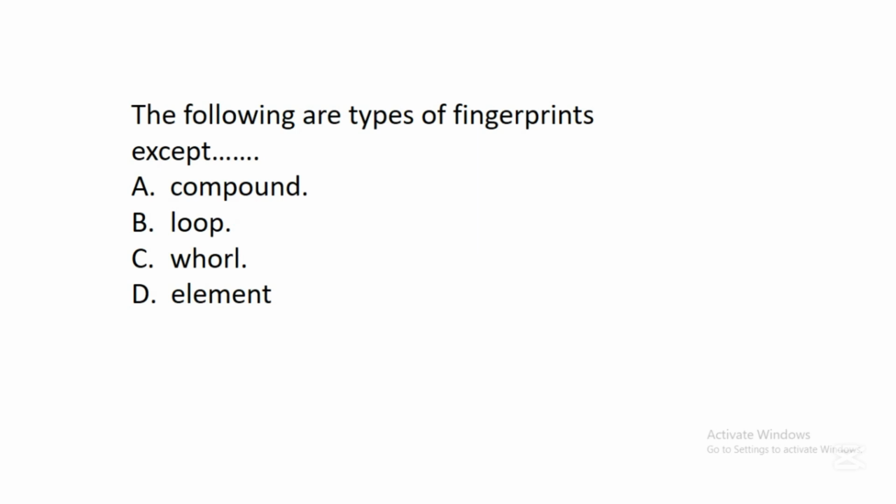The next question says, the following are types of fingerprint except dash. A. Compound. B. Loop. C. Hole. D. Elements. In this question, the correct answer is D. Element. So this option D is not among the types of fingerprints we have, but compound, loop, hole, etc. are different types of fingerprints in human beings.